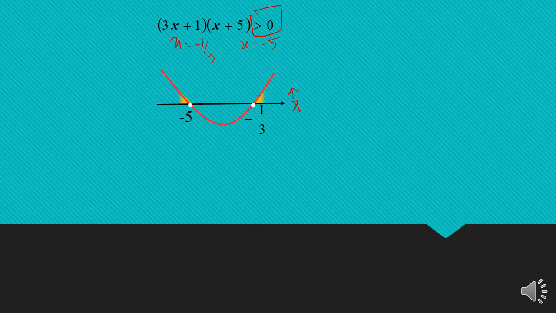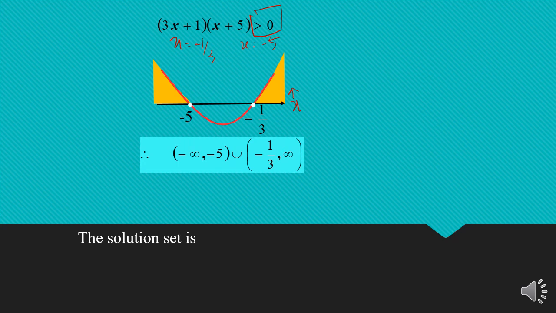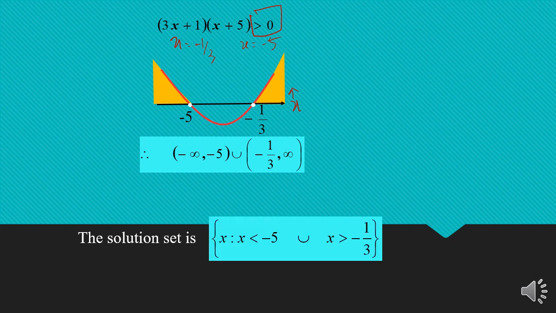So the arrows will be on each side of the roots, which is less than negative 5 and more than negative 1 over 3. So the answer can be written in the form of interval from negative infinity to negative 5 union with negative 1 over 3 to infinity. Or in the solution set form, it will be the set of x such that x is less than negative 5 or x is more than negative 1 over 3.